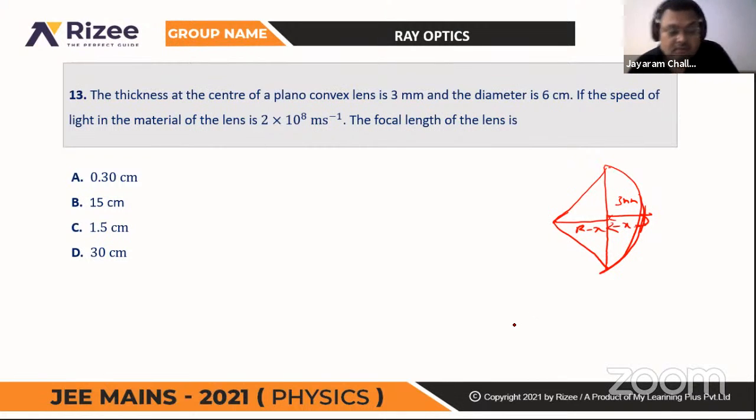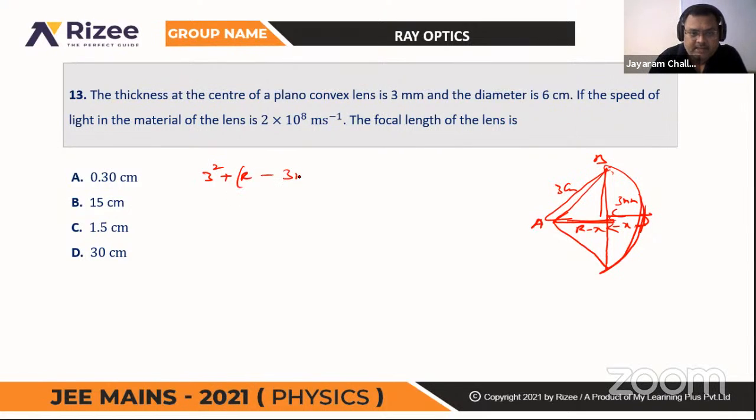Fine. So now how to approach this particular question. Why can't we take the radius? Diameter 6 means this is 3 centimeters, this is 3 mm. Why don't we go for the right angle triangle here? This is A, this is B, this is C. Solve for the right angle triangle. That will be 3 square plus (R minus 3 mm) whole square is equal to R square. This length is only 3 mm.